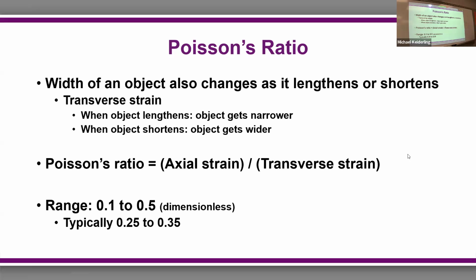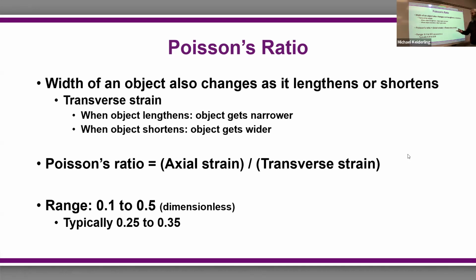Now, Poisson's ratio: the width of an object will also change as it lengthens or shortens. So when you stretch something, it gets skinnier. When you squish something and shorten it, it gets fatter. This is Poisson's ratio. So when an object lengthens, the object gets narrower. When an object shortens, the object gets wider.